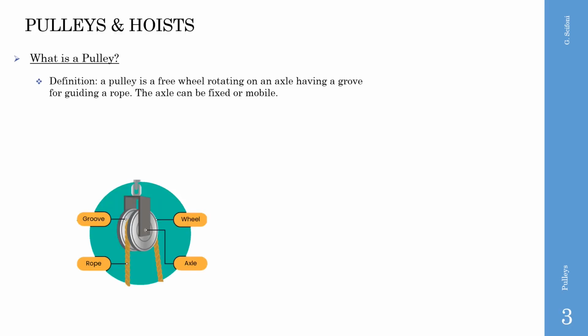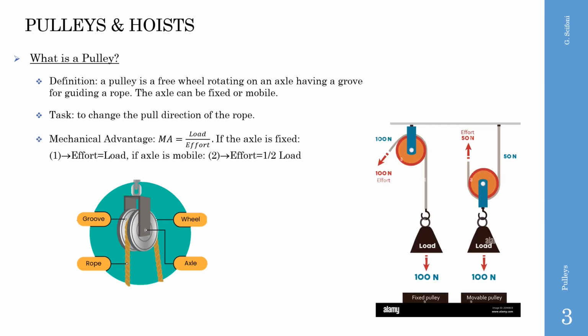The pulley is a free wheel rotating on an axle, having a groove for guiding a rope, and the axle can be fixed or mobile. The task of the pulley is to change the direction of the rope, also to change the direction of the lifting force. The mechanical advantage MA is defined as the ratio between the load and the effort. If the axle is fixed, the effort equals the load. If the axle is mobile, the effort is 1/2 of the load, as displayed in the picture here aside.